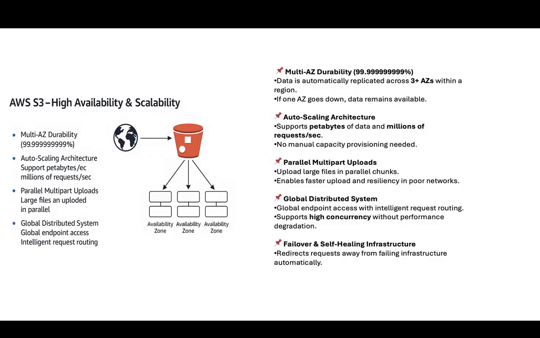Failover and self-healing infrastructure. As we mentioned, we can keep the data across availability zones. Let's say I have three availability zones, and I keep my data on all three. In case one AZ is down, S3 will ensure that none of the requests are routed to the faulty availability zone. They would automatically be routed to the healthy availability zones. Correct. So that's how high availability and scalability work in S3.